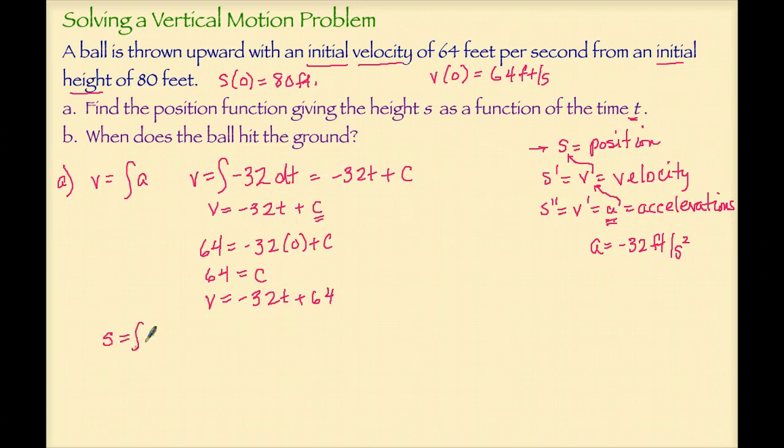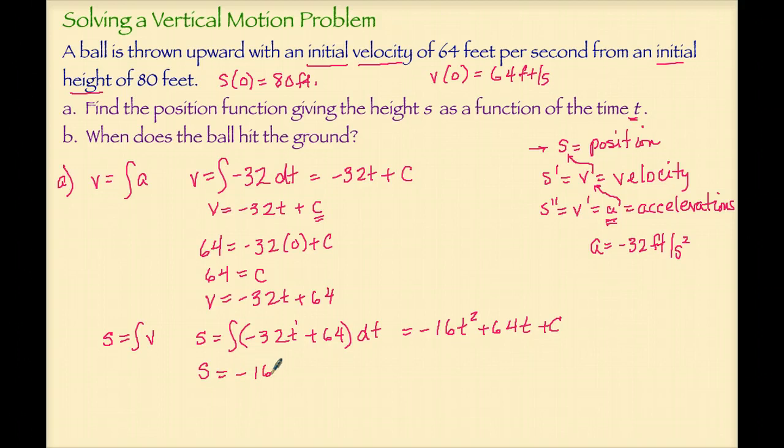Position is the integral of velocity. So our position function will be the integral of negative 32t plus 64, of course integrated with respect to time. The integral of negative 32t to the 1 is going to be negative 16t squared. The integral of 64 will be 64t, and then plus c. Once again, our general solution, negative 16t squared plus 64t plus c.